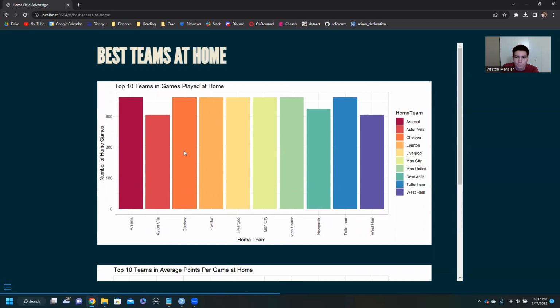And if you're wondering why all the teams don't have exactly an equal number of home games, that's because the English football system has a relegation system. So if you are one of the bottom three teams in the league, you get relegated to the tier below, and you can work your way back up by doing well in the lower tiers.